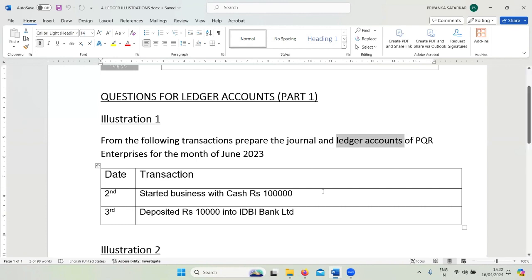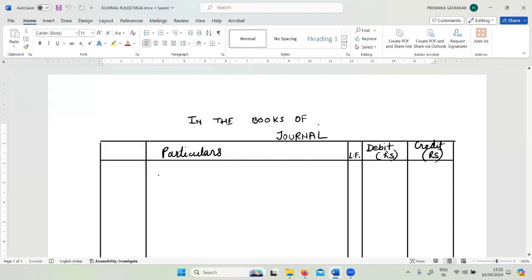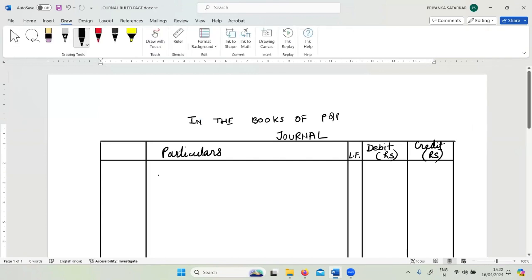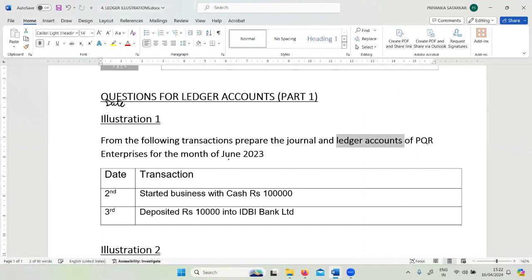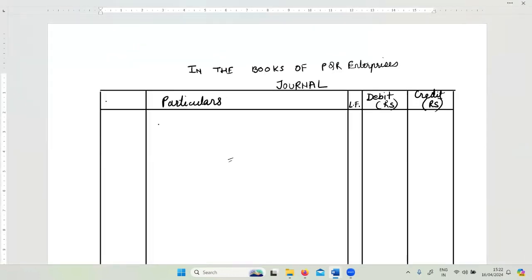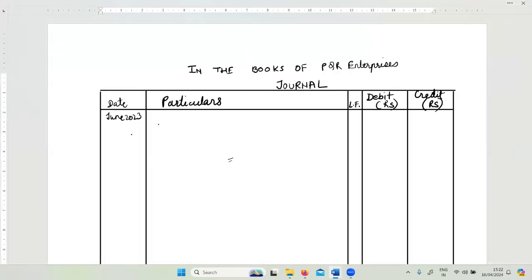So take the first entry. In whose books are we writing? PQR Enterprises. So I go to the journal in the books of PQR Enterprises. Now, which month am I writing? It's written in the month of June 23. So date I'm going to put here June 23. And what is the timeline? It is 2nd of June. Started business with cash 1 lakh.